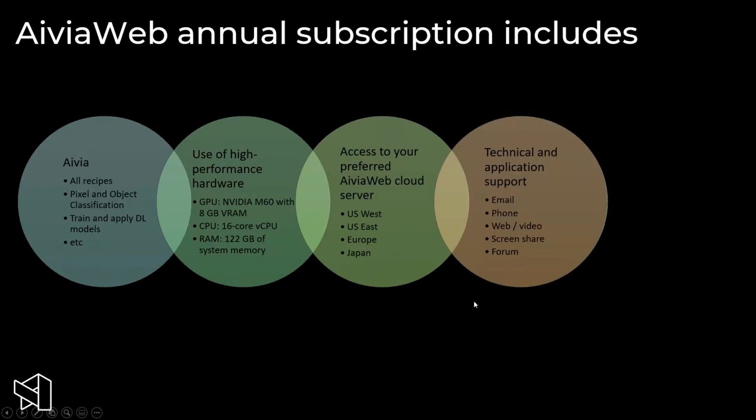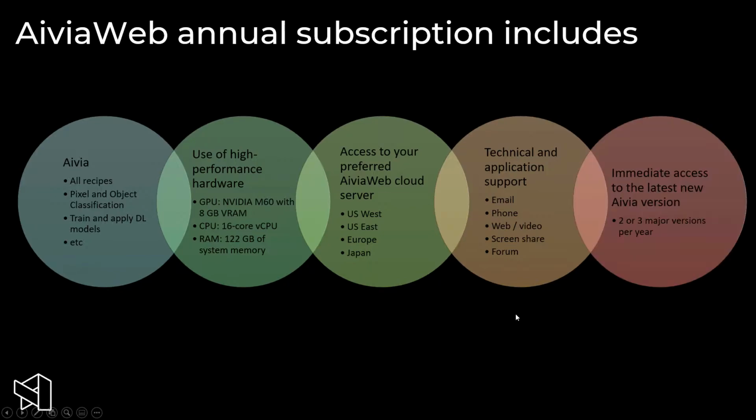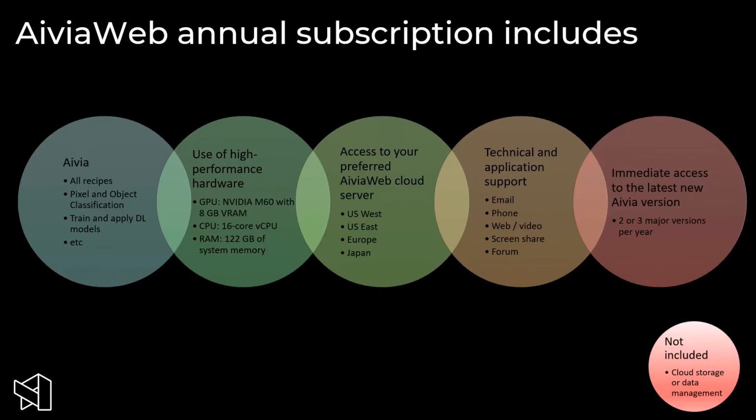You will get technical and application support via a number of channels, and you have immediate access to the latest version of Aivia, which is 2 or 3 per year. What is not included is cloud storage or data management. That we leave to you, so you can bring your own storage and data management system, and Aivia will connect to it and try to fetch the data from it.